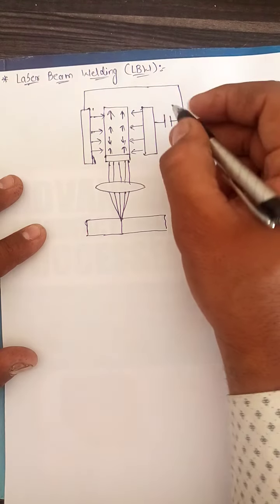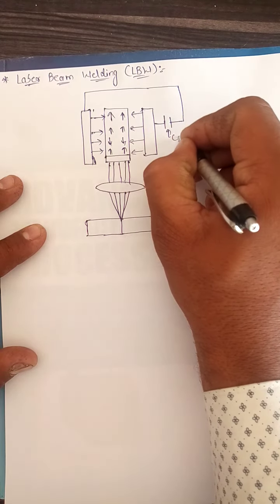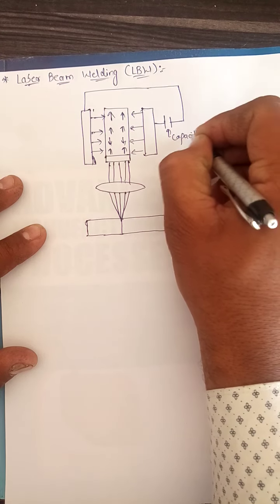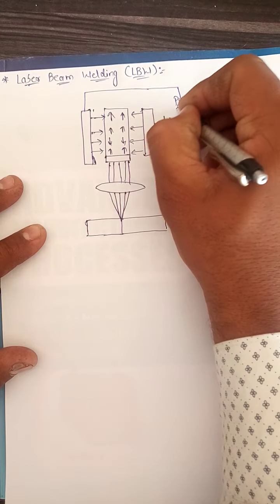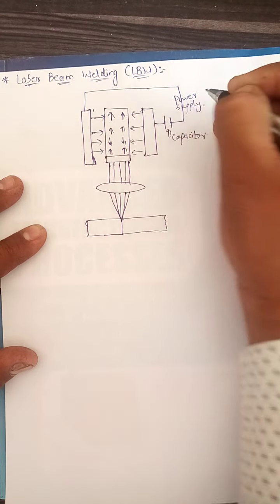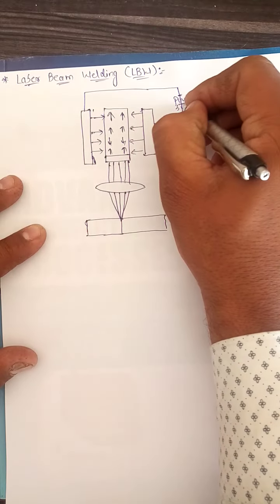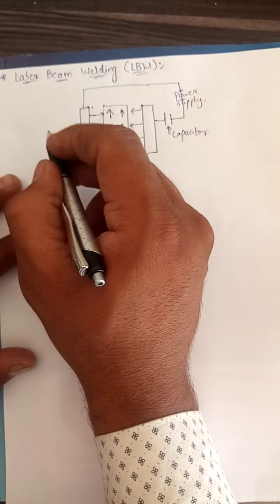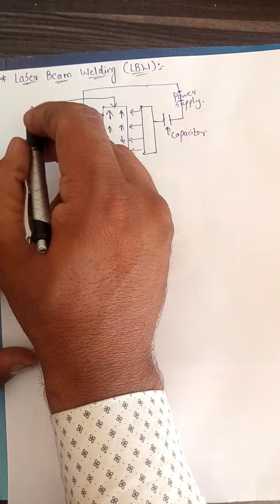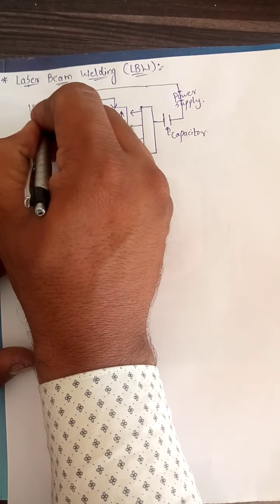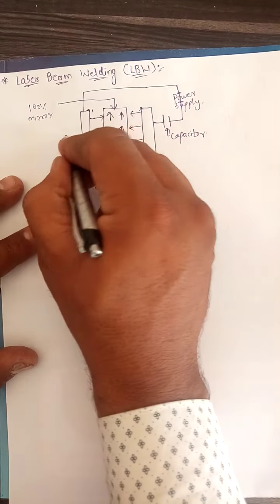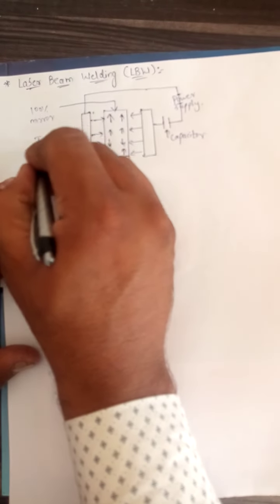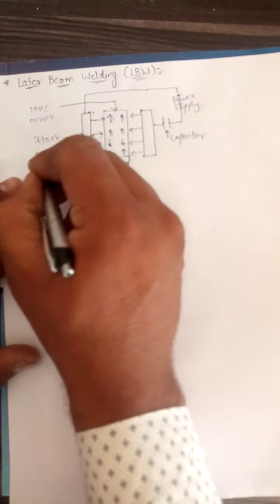Now, this is a capacitor, this is a power supply, then this is a 100% mirror, this is a flash lamp.